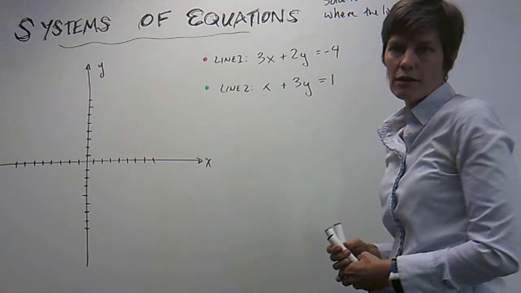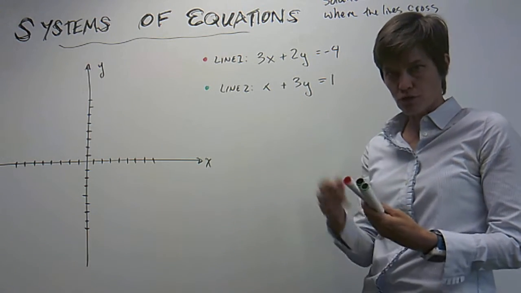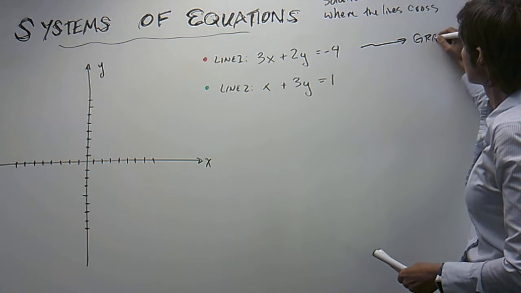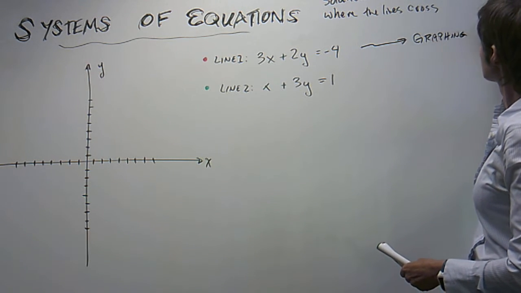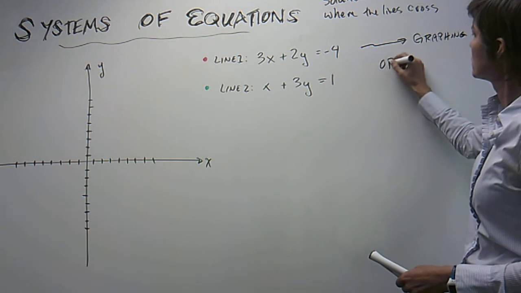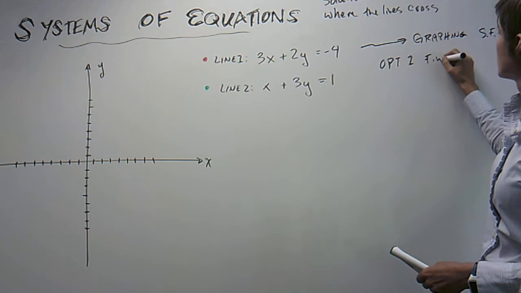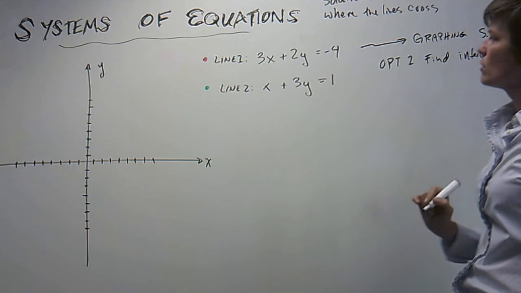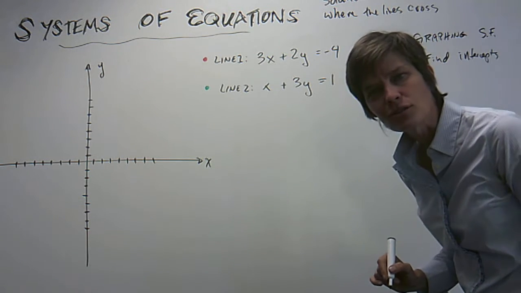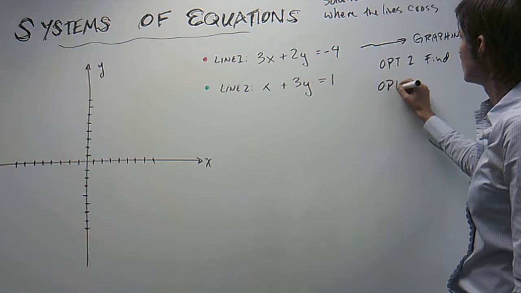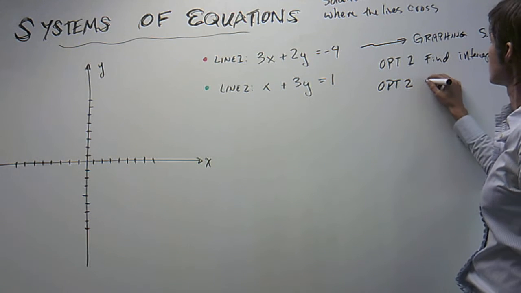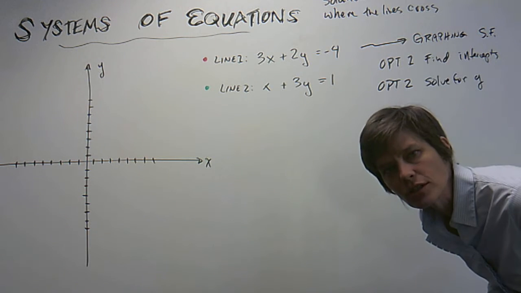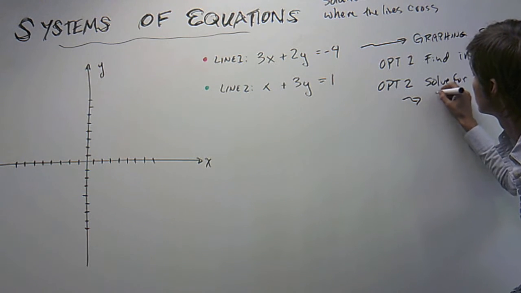All right, so let's graph this first. Let's remind ourselves how to graph from standard form, okay? We have two options from standard form. Option 1, find intercepts. I'm actually not going to do that for either of these. Option 2 is solve for y, which then gives us slope-intercept form.